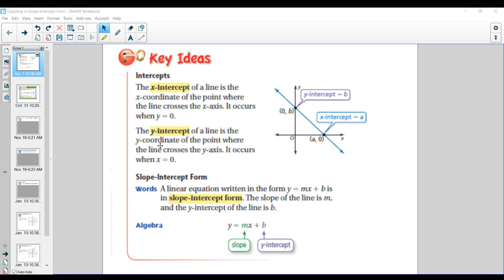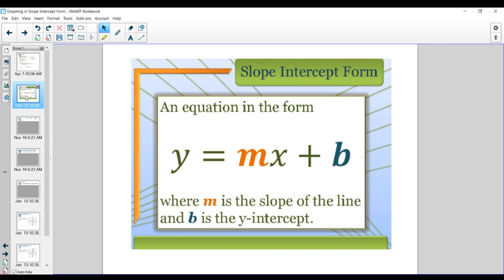So let's just back up here. The x- and y-intercepts are the points where your line intersects the y-axis or the x-axis. Slope-intercept form is in the form y equals mx plus b, where the m represents the slope and the b represents the y-intercept. We'll look at this a little bit closer.